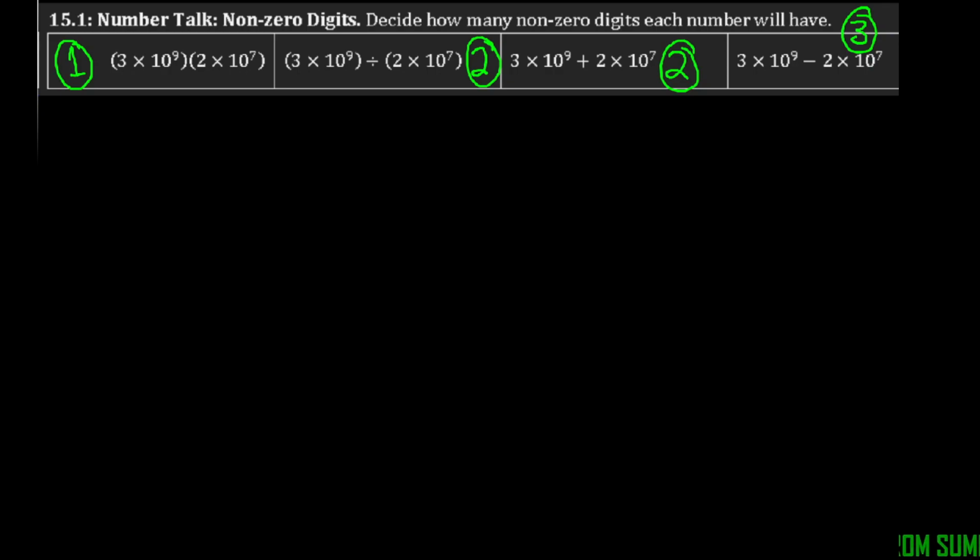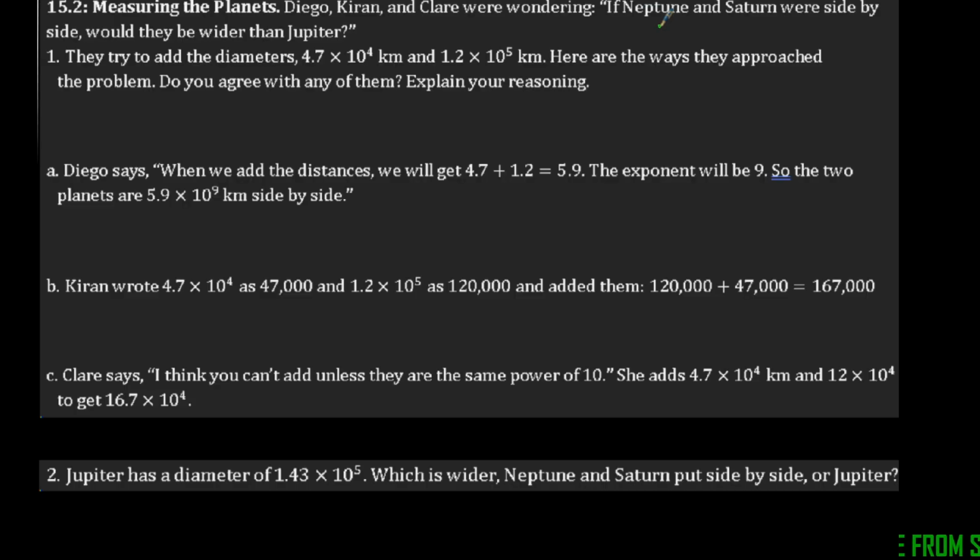Now on the next part, let me clear this out real quick. Go back to this one. Okay. So the next part says measuring the planets. It says Diego, Kieran, and Claire were wondering if Neptune and Saturn were side by side, would they be wider than Jupiter? So for the first part, they try to add the diameters of 4.7 times 10 to the 4th kilometers and 1.2 times 10 to the 5th kilometers.